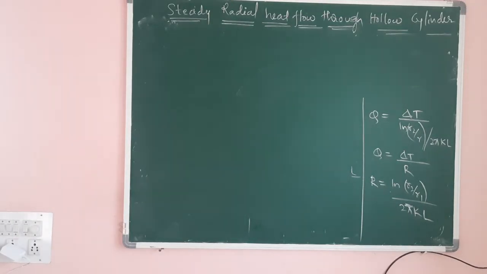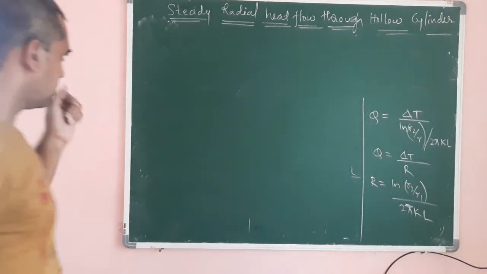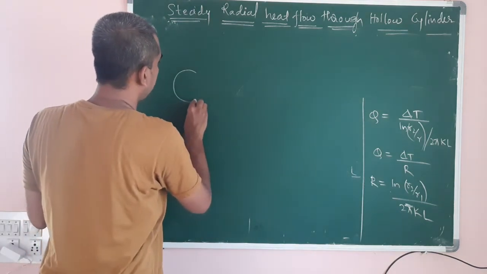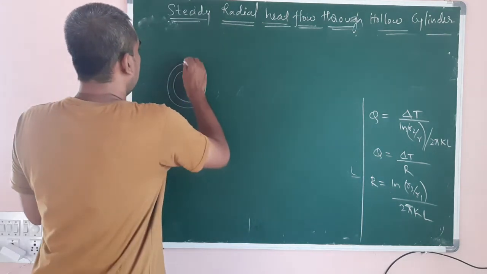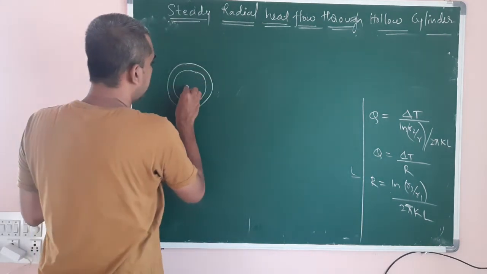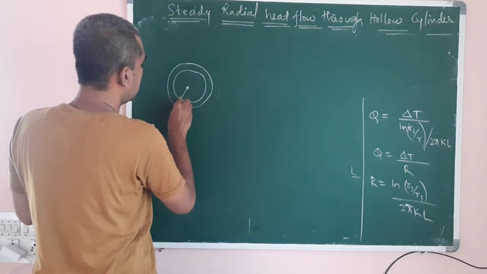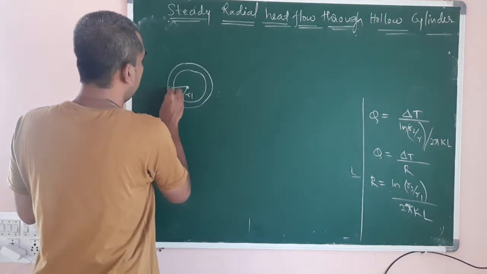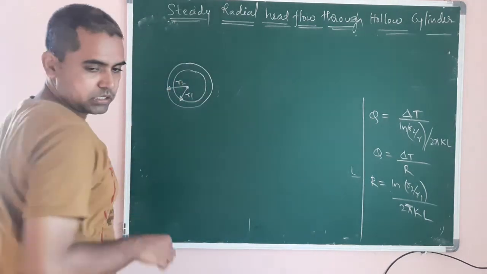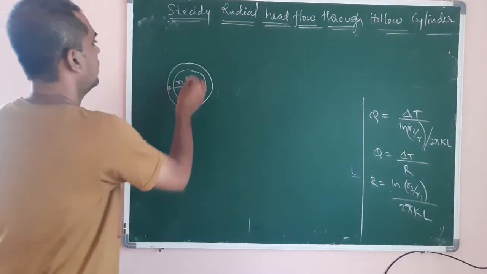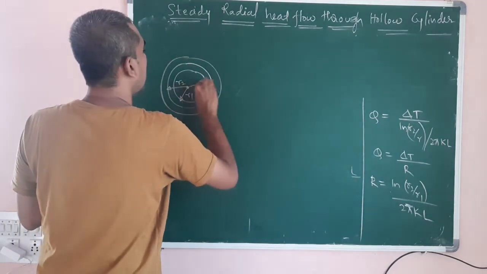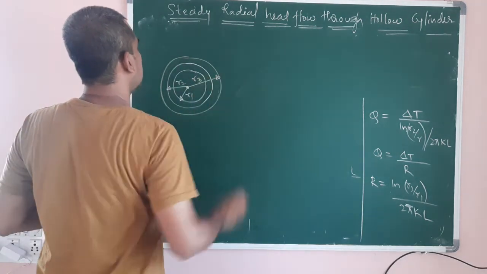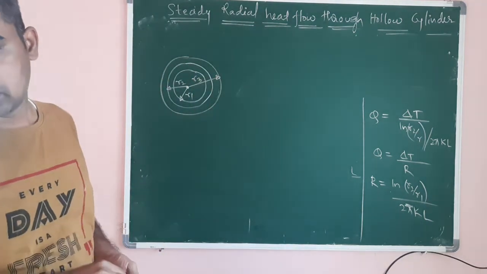Okay. If there are several cylinders, if there is one cylinder like this, one hollow cylinder of inner radius R1 and outer radius R2. Covering this, there is one insulating layer of radius R3.